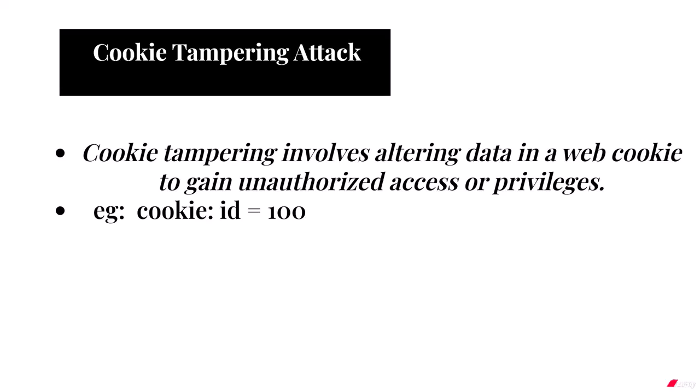In this lecture, we'll explore cookie tampering attacks, focusing on identifying insecure cookies and modifying their values. Let's start with an example of cookies. So Cookie: ID=100. In this example, the cookie represents an ID. That may be a user ID. So by tampering with these values, an attacker could potentially impersonate another user.